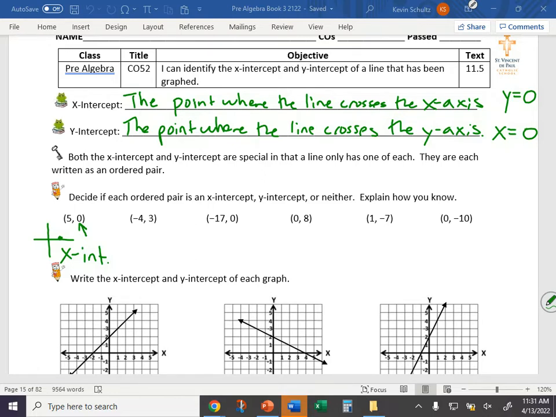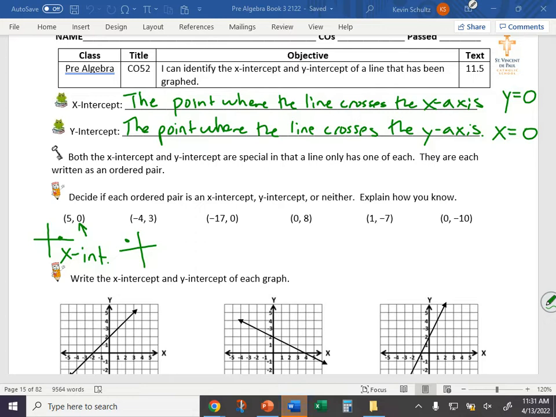How about negative 4, 3? Is that an x-intercept, a y-intercept, or is that someplace else? Okay. What do you think? Dayton? Why do you say the y-intercept? Because it's on the negative side. Okay, so if we were to plot about where this point would be, negative 4, 3 would be on the negative side of x, and then about 3 up.